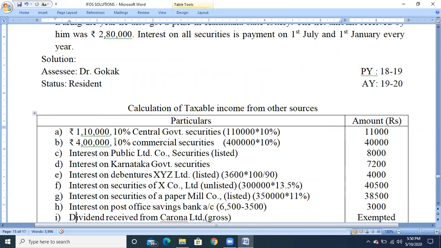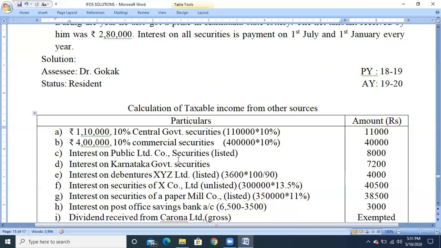Next, commercial securities, they have given the interest rate and investment amount. So no TDS will be done, so directly we need to calculate the interest. So 4 lakh into 10% will get 40,000. Next, interest on public limited securities listed. It's a government security, and they have not used the word tax free. It's a less tax security, so no TDS will be done. So directly the amount will be chargeable or taxable under the head income from other sources.